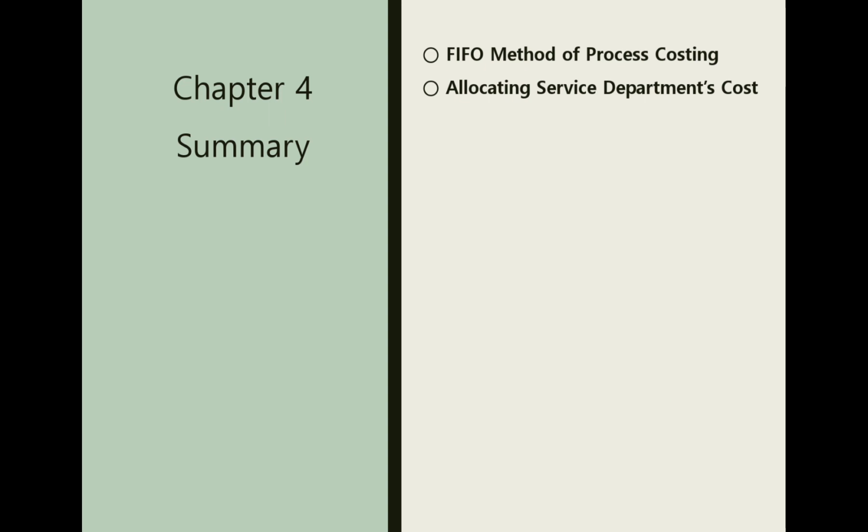So chapter 4 summary. We learned the FIFO method of process costing and also how to allocate the service department cost.